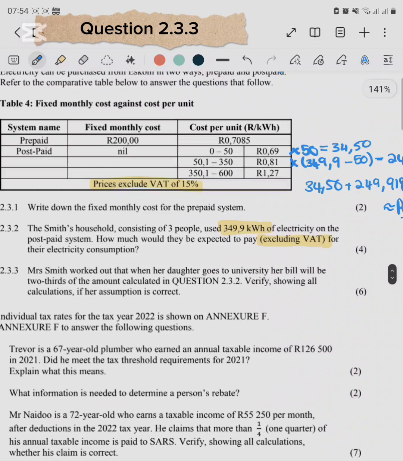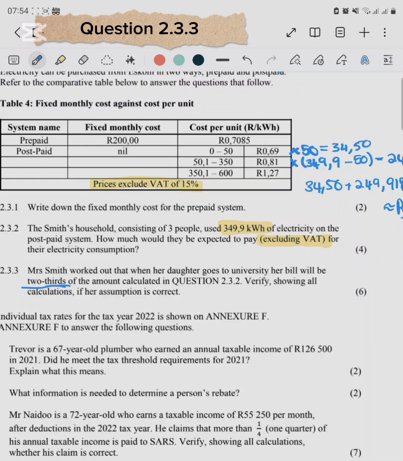Right. The next question talks about Mr. Smith, who worked out that when his daughter goes to university, her bill will be two-thirds of the amount calculated above. Verify, showing all calculations, if the assumption is correct. So the first thing that we need to do is work out what is 2/3 of our previous calculation.